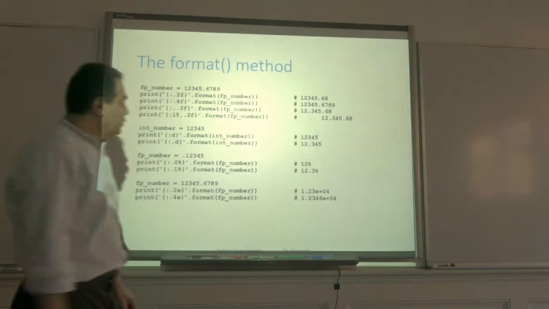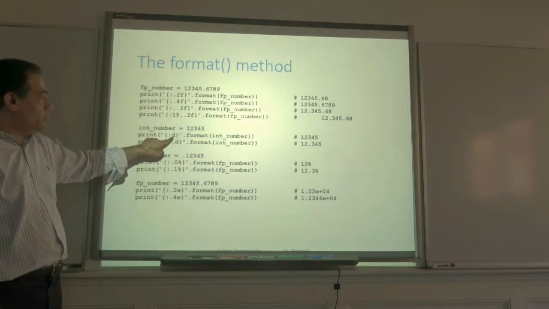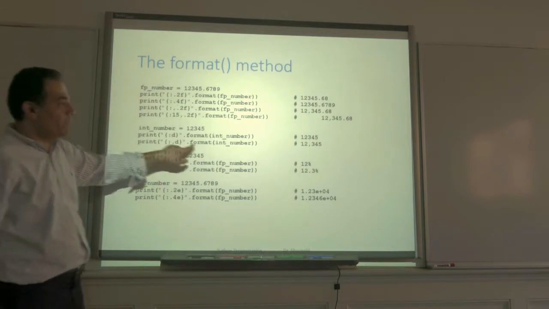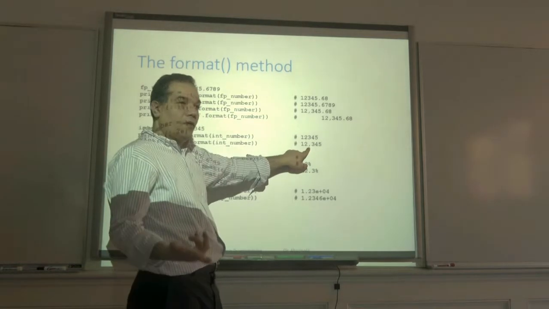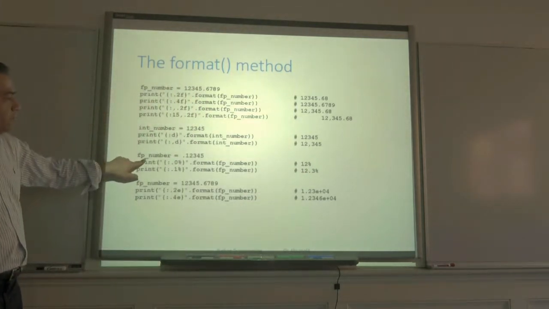Okay, so you could play. This is for the integer number here, digits. And this is with a comma. A comma every 3 digits will give you the comma, like counting money. This is, for example, percentage.